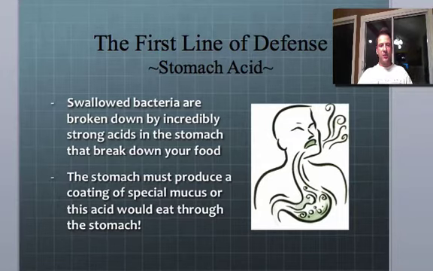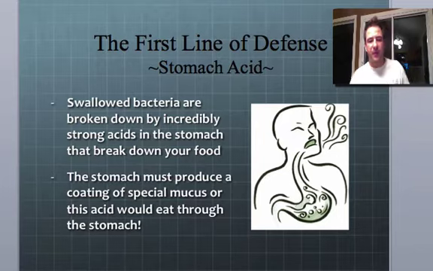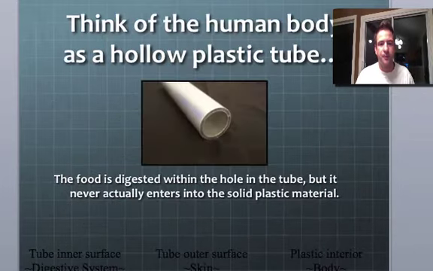Those strong acids can burn, but we have a lining in our stomach that protects us from the burning of the acids. When we get heartburn, the acids come up into our esophagus and it burns, as we don't have that protective layer on our esophagus. The acids can break down our food, but they can also kill some of these bacteria. So the stomach produces a coating and a special mucus that acid won't break through.